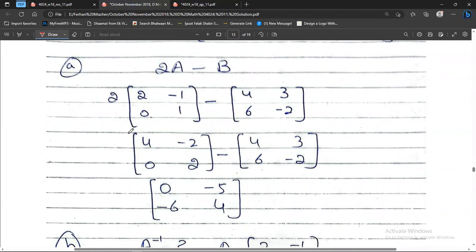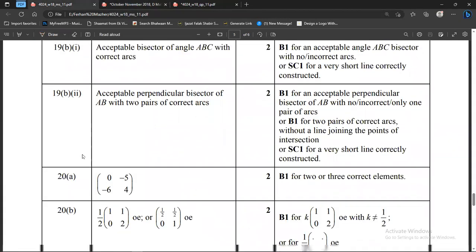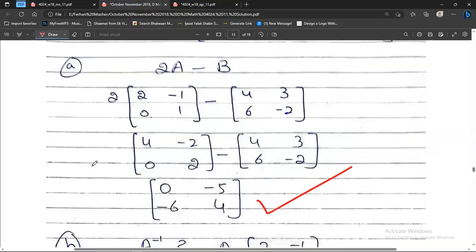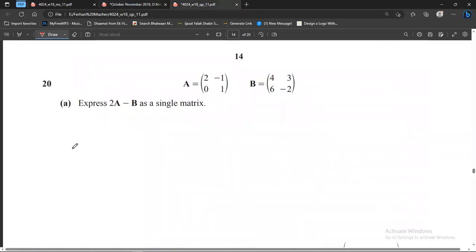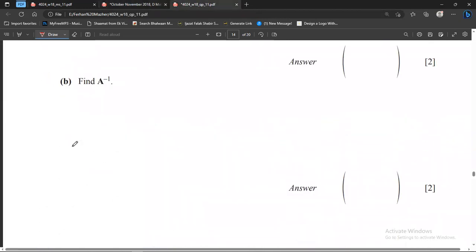Okay, so when this 2 multiplies, it will multiply all the members here. So you will have 4, you will have minus 2, you will have 0, you will have 2. So when you have to subtract, it will be 4 minus 4, and that will be 0, minus 2 minus 3 will be minus 5, 0 minus 6 will be minus 6, 2 minus minus 2 will become 2 plus 2, and that will be 4. So this is my answer, 0 minus 5 minus 6 and 4. You can see our answer is right. Hopefully you understand. Okay, then they want me to find the A inverse.